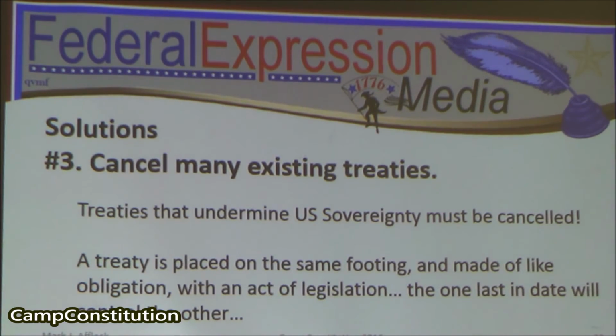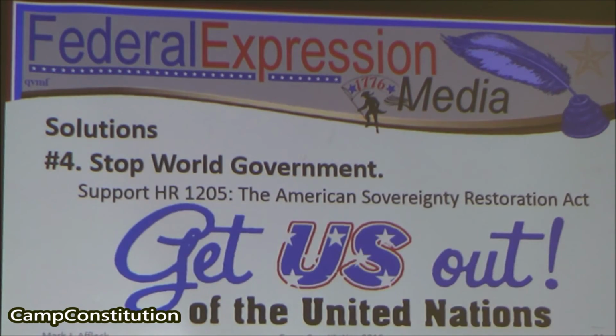And if the President and the Senate won't do it, well, we found out when we were looking at the Supreme Court cases that the Congress can write a simple piece of legislation to cancel a treaty, right? So let's do that. Let's get our congressmen to cancel. Let's start with getting us out of the UN. How's that? We can put a nail right in the coffin of world government. There is a bill, H.R. 1205, the American Sovereignty Restoration Act, that would get us out of the United Nations. It'll do that by defunding the UN.